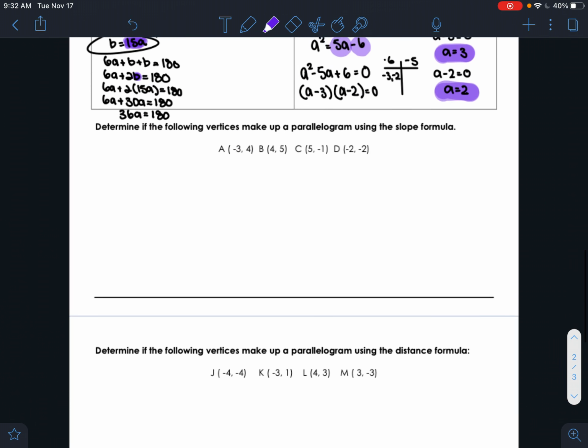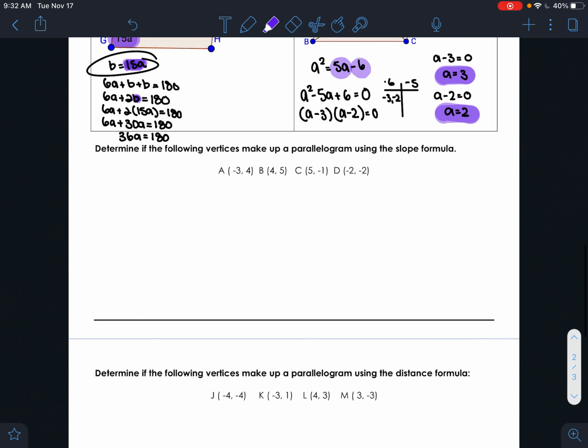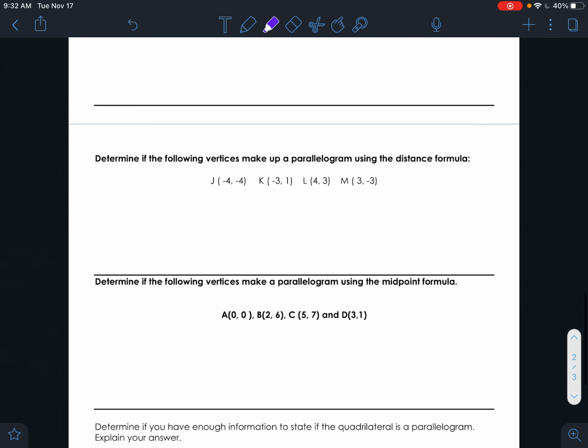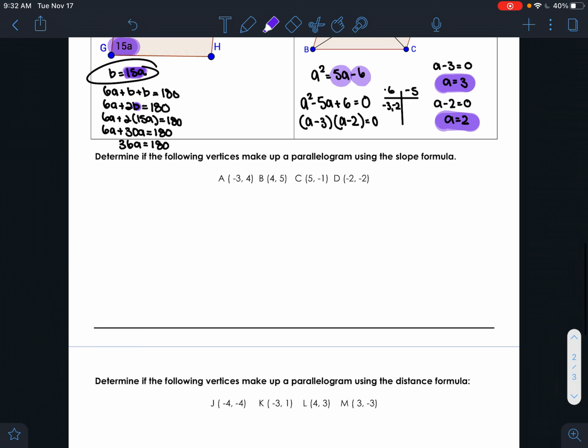Okay. Now, I am going to do this next one. If you notice, we have 3 different coordinate geometry problems. So here's the deal. For these types of questions, it's telling you which way you have to prove that this is a parallelogram. It says to determine if the following vertices make up a parallelogram using the slope formula.